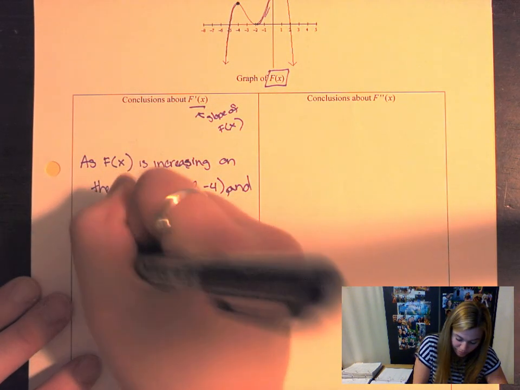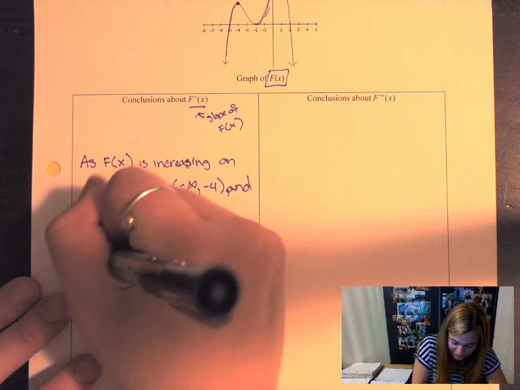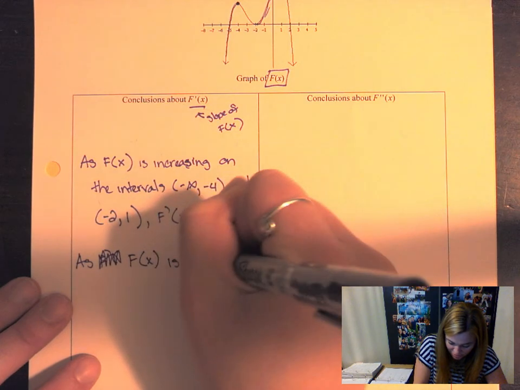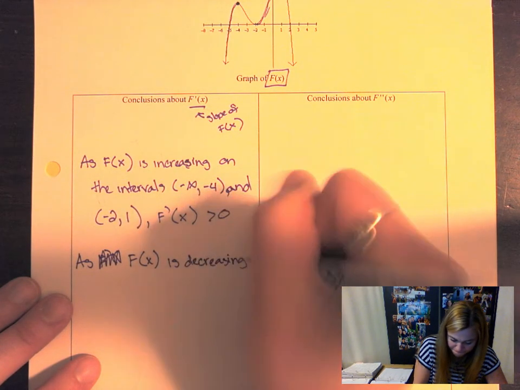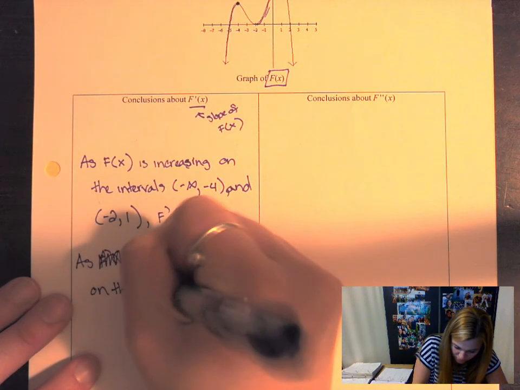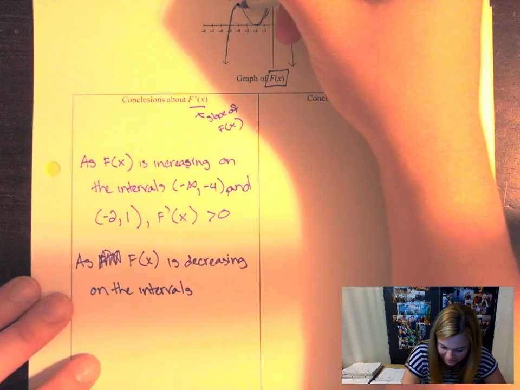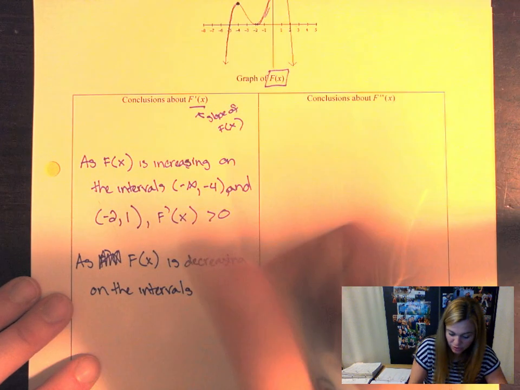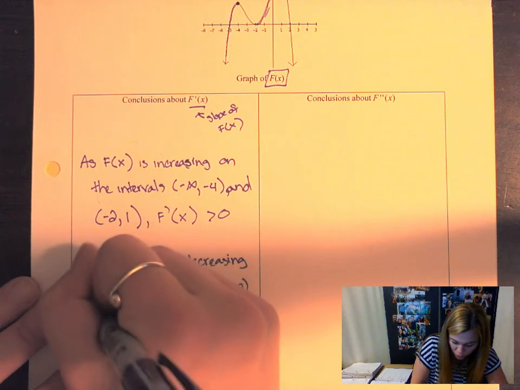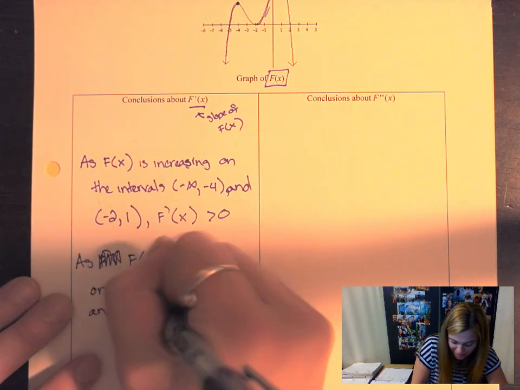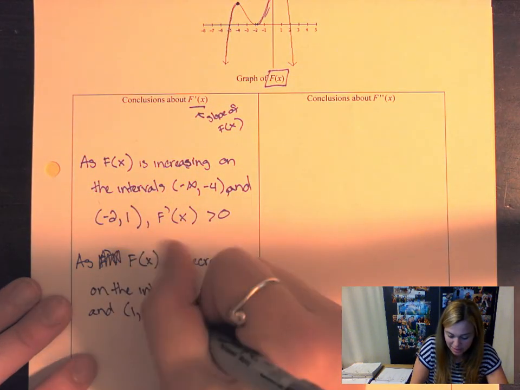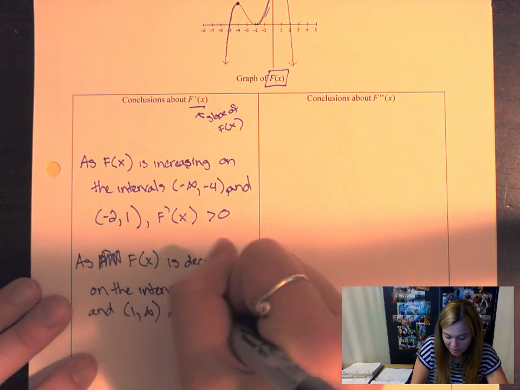Likewise, as f of x is decreasing on the intervals, and I can see it's happening from negative 4 to negative 2, and 1 to infinity, then I'm going to say f prime of x is less than 0.